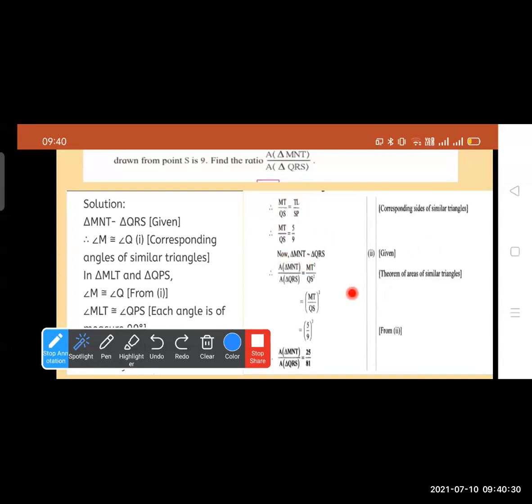Then we apply the theorem of area of similar triangles. The ratio of the areas of similar triangles is always equal to the ratio of the squares of their corresponding sides. So we have MT by QS as 5 by 9. Here you have to take the square of 5 by 9: 5 squared is 25, 9 squared is 81. Okay? Is it okay?